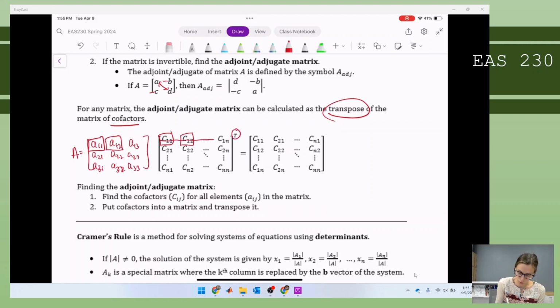So that means this row becomes this column. This row becomes this column. This row becomes this column. And that is my adjoint matrix. It's just the cofactors for all the elements transposed.